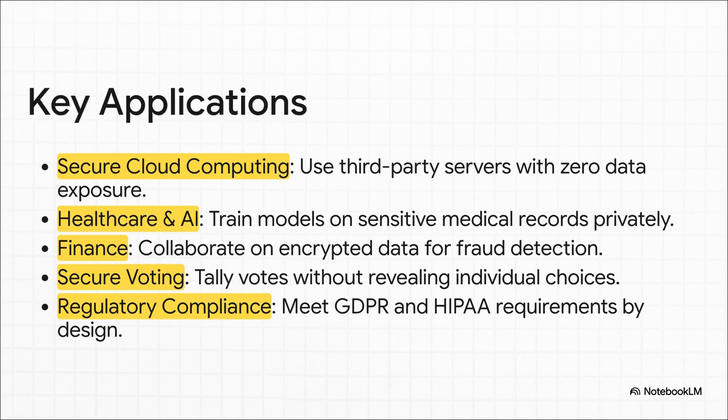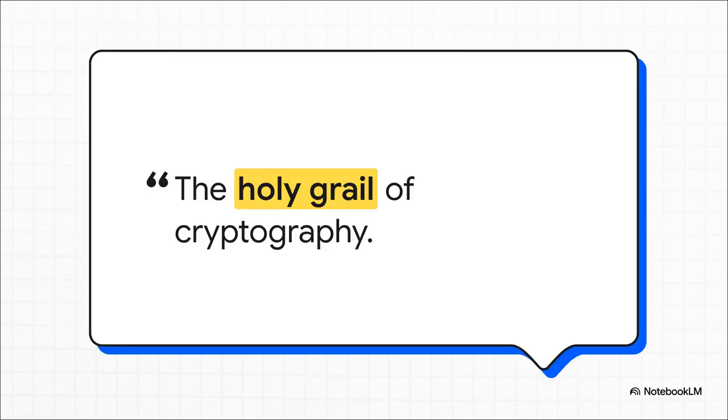And look, this isn't just theory anymore. It's actually happening in systems like Microsoft's ElectionGuard, which can tally votes with complete privacy. This is a total game changer for secure cloud computing, for healthcare, and for meeting super strict privacy laws like GDPR and HIPAA by design. Yeah, it is absolutely no wonder why cryptographers have called this their holy grail. I mean, think about it. It solves the one problem they've been chasing for decades. How do you make data both perfectly private and perfectly useful at the exact same time?